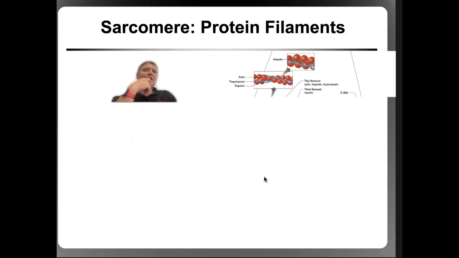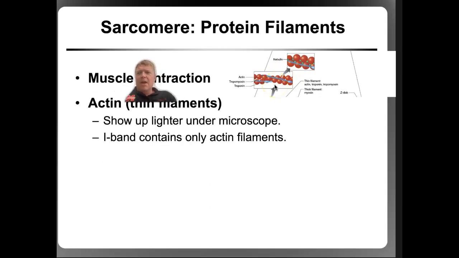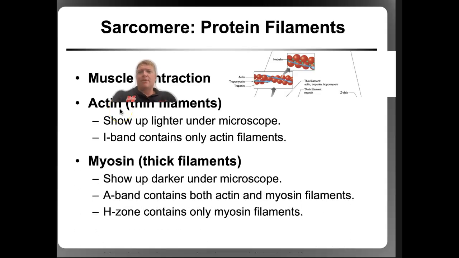All right, so protein filaments. You have these tiny little things here. For muscle contractions, you have your actin and myosin. I have a really funny video here in a little bit that'll make you never forget what actin and myosin are. The actin is the thin filament, and the myosin are the thicker filaments. These show up darker and lighter. Those I bands contain only the actin filaments, and the myosin have the A band and the H zones.